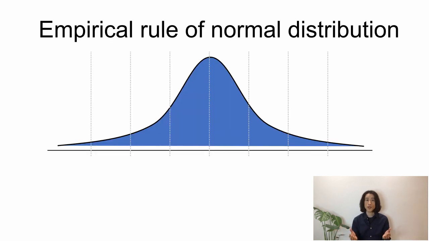Now that we are familiar with the idea of standard deviation, we can talk about the empirical rule of normal distribution, or the 68, 95, and 99.7 rule. The rule says 68% of the data points should fall within one standard deviation of the mean. Similarly, 95 and 99.7% of the data points should fall within 2 and 3 standard deviations from the mean, respectively.